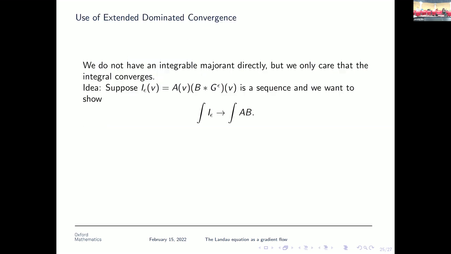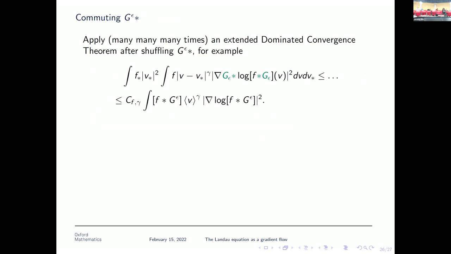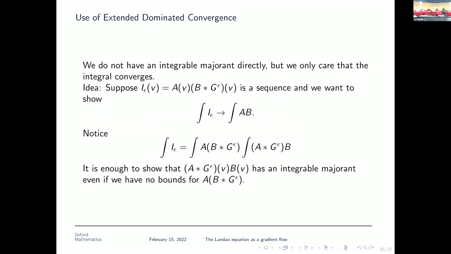I guess the most important thing I do want to share is this slide, which was an overarching idea that we had, which used the extended dominated convergence theorem. So the idea is the following. If we have some function I epsilon v, and it's written as the product of a function A and B convolved with G epsilon, and I wanted to prove that the integral of I epsilon converges to the integral of AB. Obviously the first instinct is to try and find an integrable majorant for I epsilon, but in this case we don't have one. The expression in the previous slide was really nasty, so there was no hope to find a majorant there.